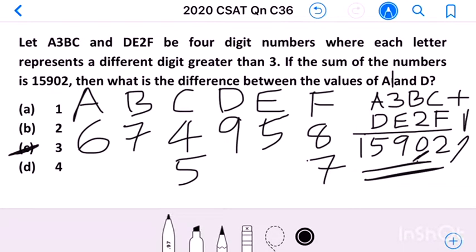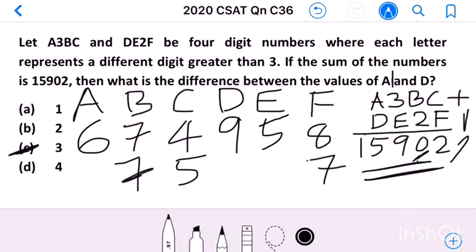Now let us put value of C equal to 5 and F equal to 7. 5 plus 7 equal to 12. Then the remainder is 1. Then 1 plus 2, 3. Again we have to give B equal to 7.